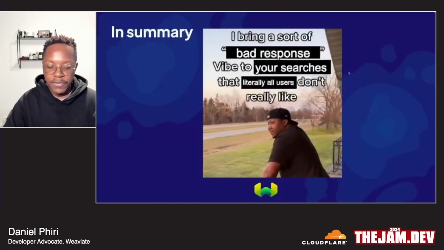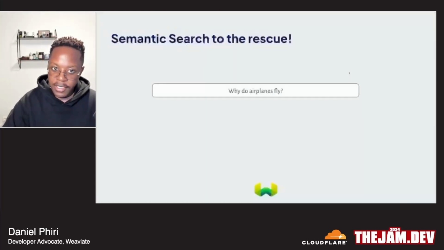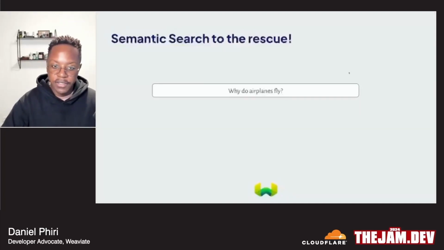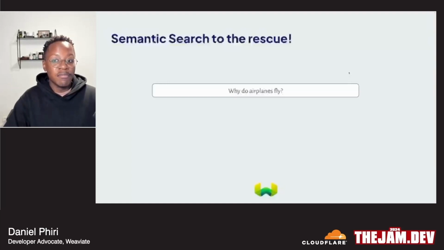So I want to introduce to you something that makes it better. And this is the AI portion of our talk. This is called semantic search or vector search. What this does is it actually captures the meaning. I'll demonstrate why. When I search something like, why do airplanes fly? It looks in my data set for something that matches the meaning of the query.